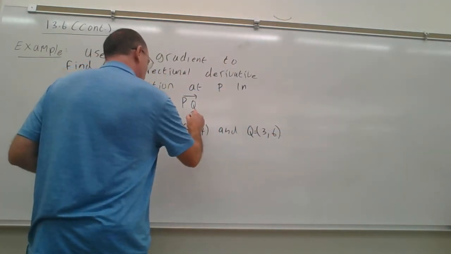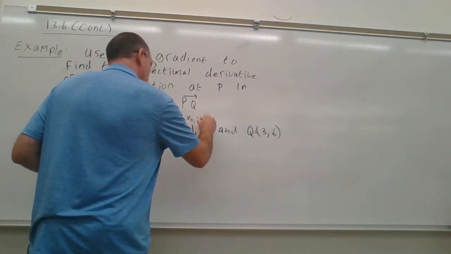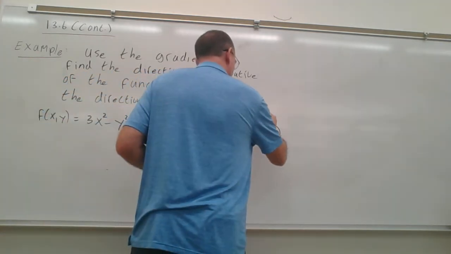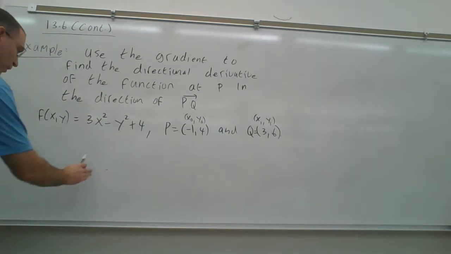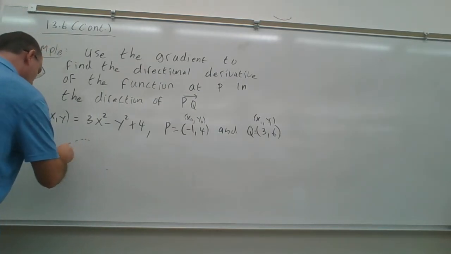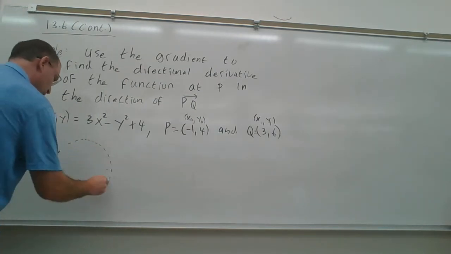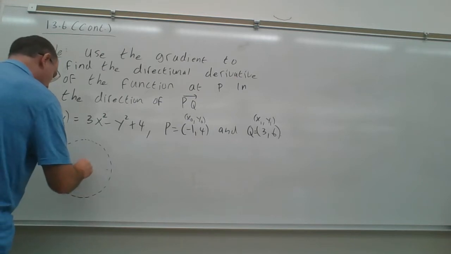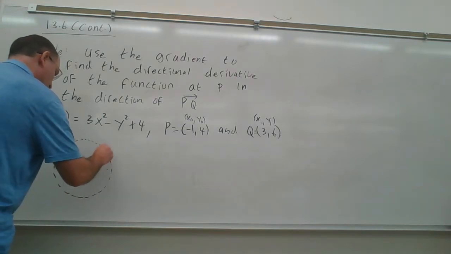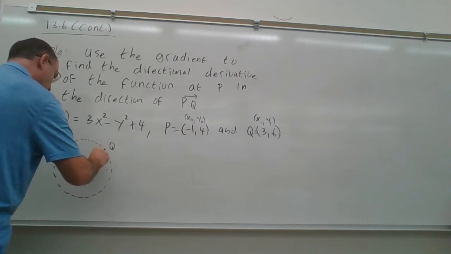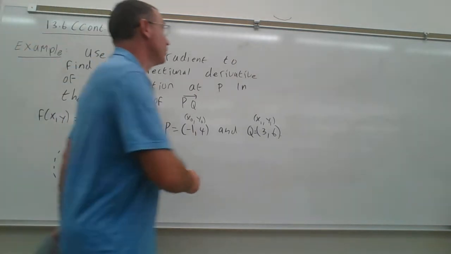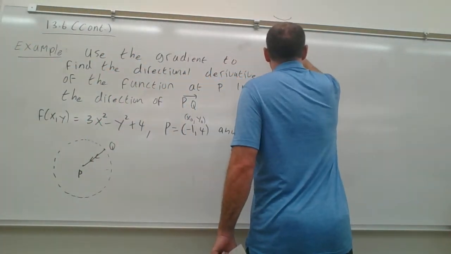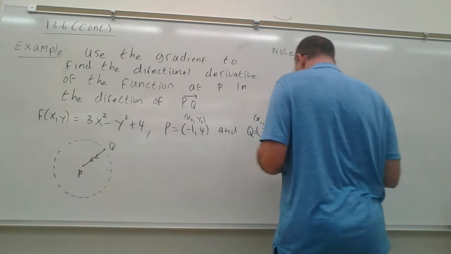So this is our x0, y0, and this is our x1, y1. So if you think about where we're looking at this, we have our point P here, and our point Q here, looking at the derivative coming along this direction. Okay, so note, let's find our gradient.